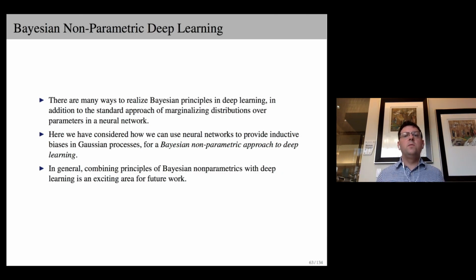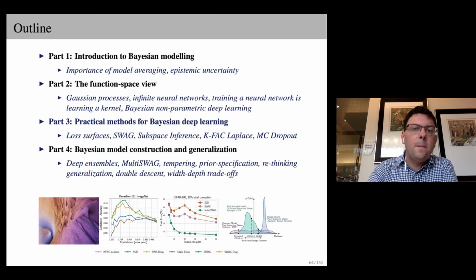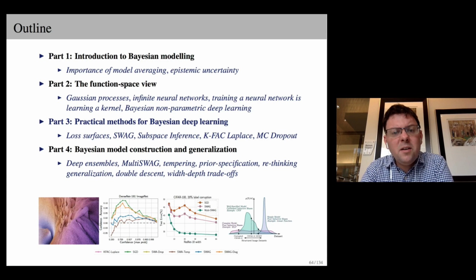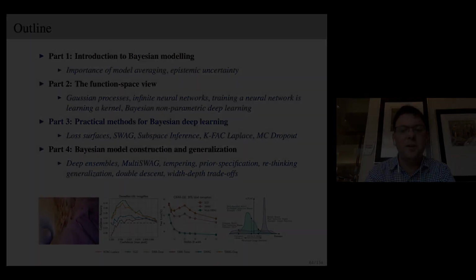Now, there are many ways to realize Bayesian principles in deep learning, in addition to the standard approach of marginalizing distributions over parameters in a neural net. In this part, we've really been considering how we can use neural nets to provide inductive biases for Gaussian processes for a Bayesian non-parametric approach to deep learning. In general, combining principles of Bayesian non-parametrics with deep learning is a very exciting area for future work. That's the end of part 2. In part 3, we'll be considering practical methods for Bayesian deep learning.